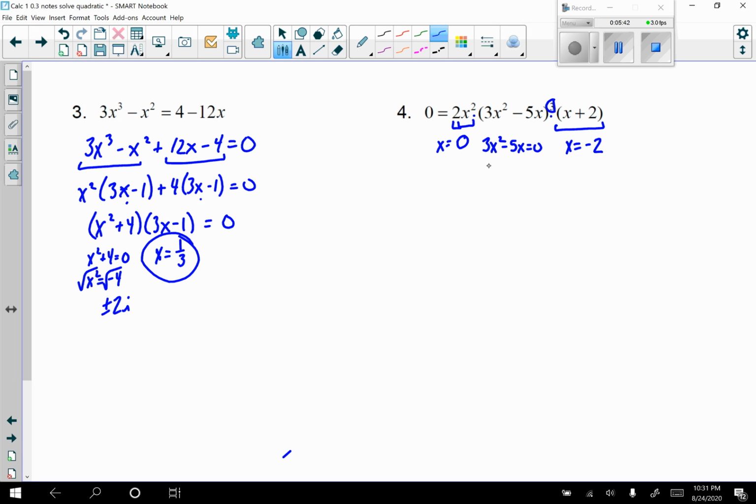Let's solve this. This factor is on its own. We can take out an x and have 3x minus 5. So we actually have an x equals 0. We're not going to need to list it twice in the final answer. And we're going to have x equals positive 5 over 3. So our final solutions for x, we got the 0, we've got the 5/3, and we've got the negative 2.